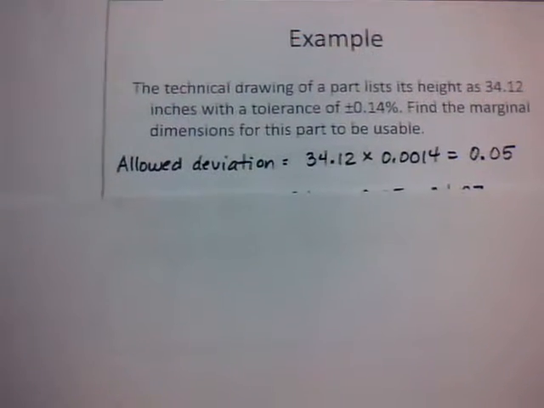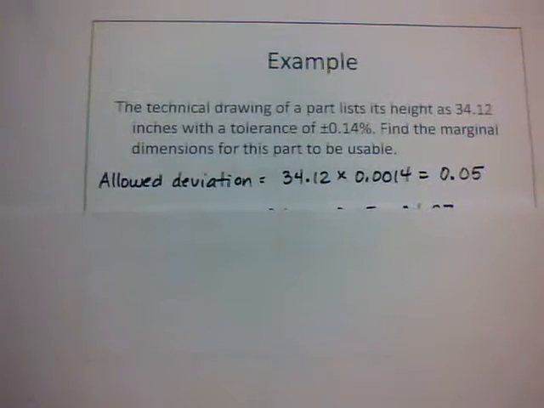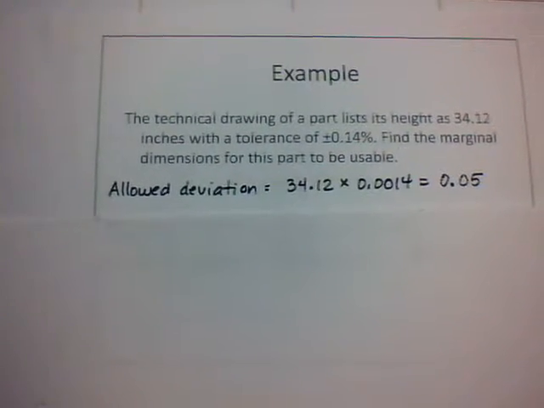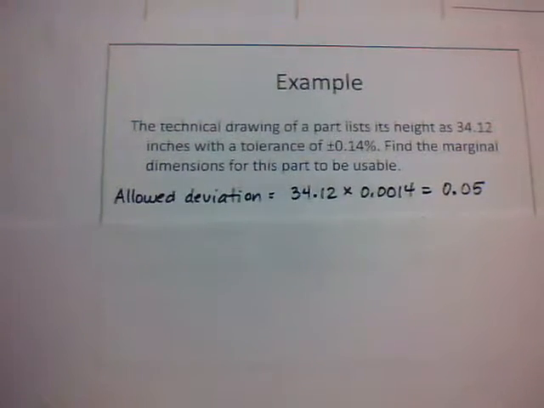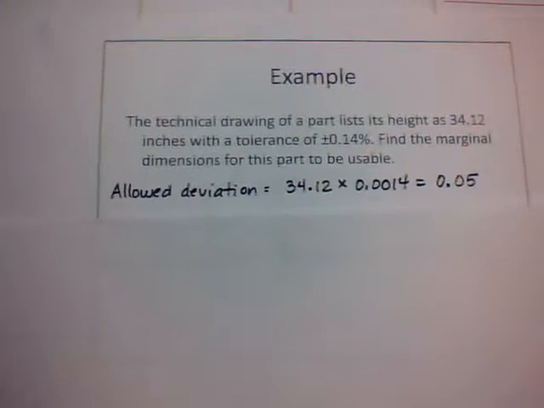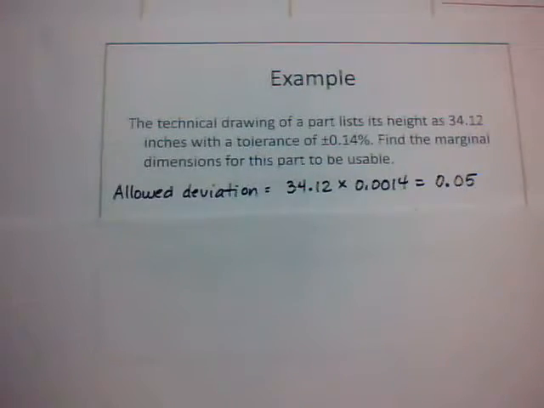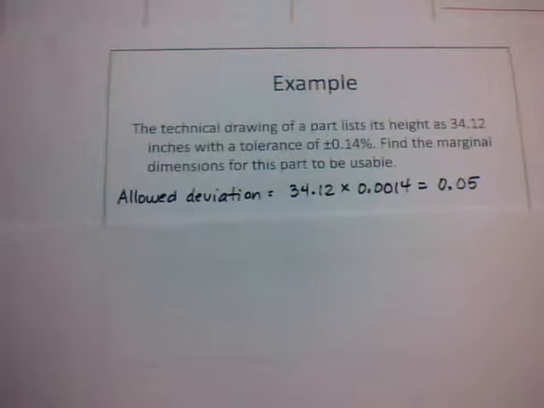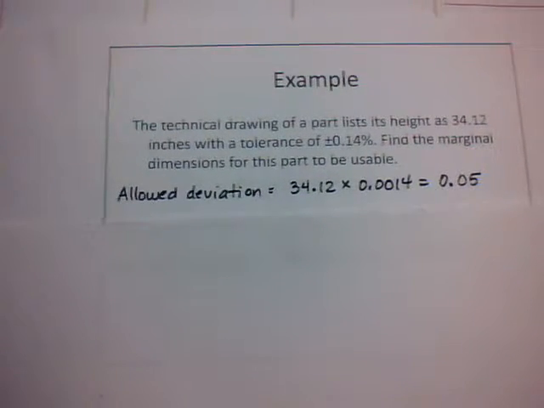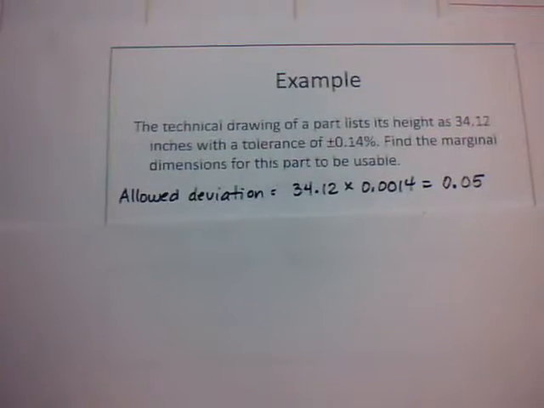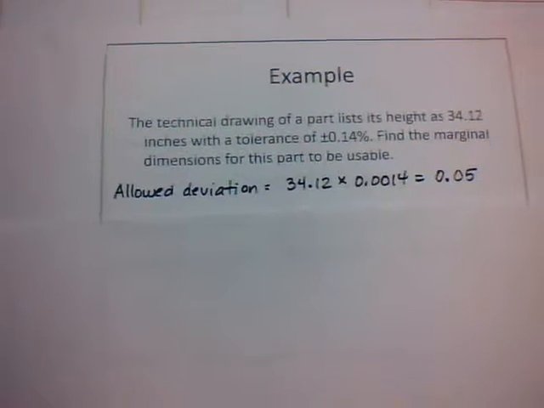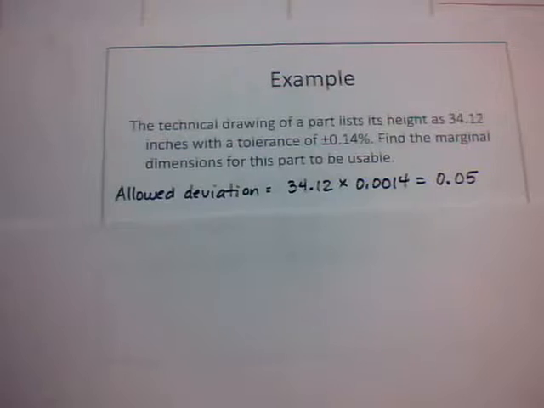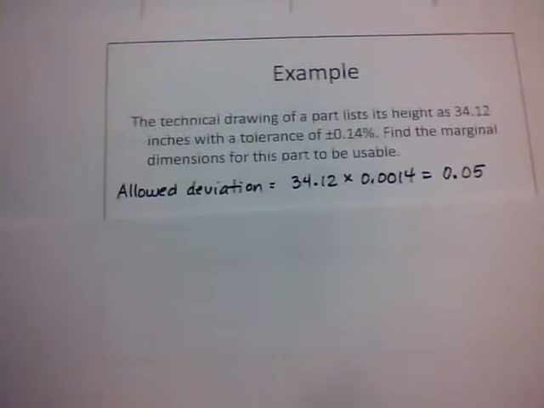So here we're going to find out what the allowed deviation is. So if we give or take 0.14%, as a decimal that will be 0.0014. We're going to multiply that by 34.12 to two decimal places. It will be 0.05. So the allowed deviation would be 0.05. So it'll be 0.05 below the 34.12 and 0.05 above 34.12.